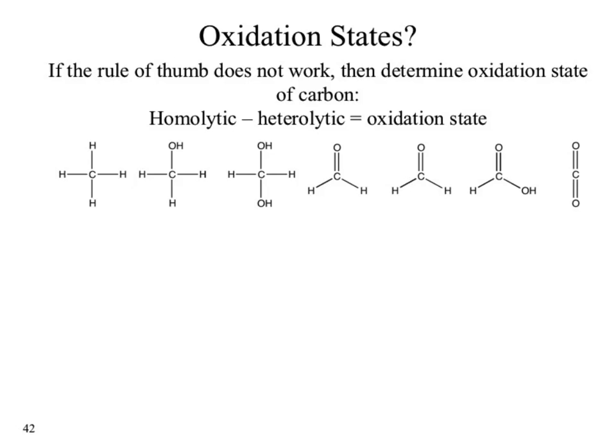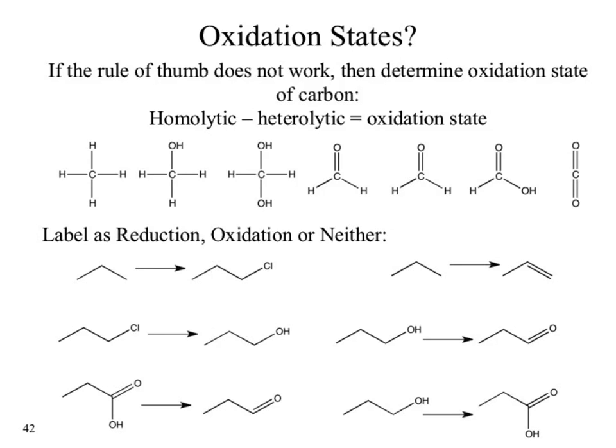The last way we could go through and do this is looking at oxidation states. It's not fun, but if you were asked to determine oxidation states, you could do it. It's in reference to homolytic minus heterolytic gets you oxidation state. If you want help with that, go to your textbook. If you want help with that beyond the textbook, talk to me in person and I'll help you with oxidation states. It's not worth any more trouble than that. The next part, label these as reduction, oxidation, or neither.